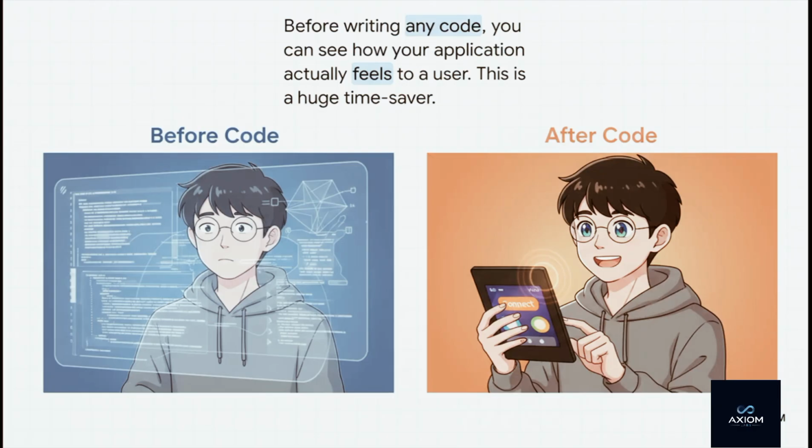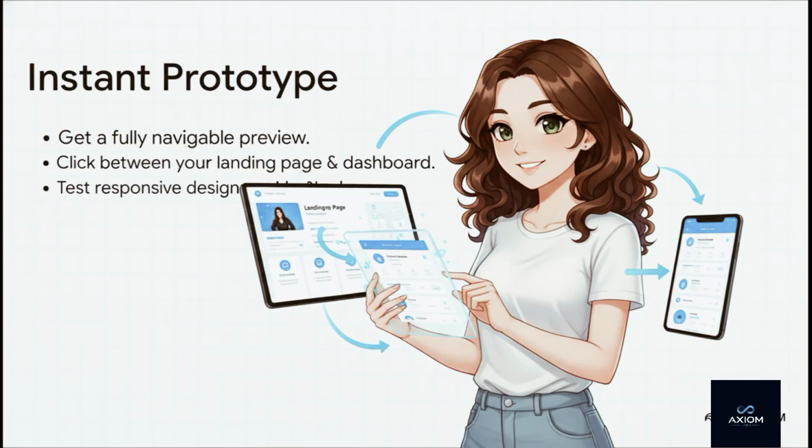This next feature is an absolute game changer. I mean it. Before you commit to a single line of code, you can actually experience how your app feels to a user. This is a step that used to be so difficult and so time-consuming. With the instant prototype feature, you get a full-on clickable preview of your app. You can actually click from the landing page to the dashboard just like a real person would. And this is crucial. You can instantly see how it all looks and works on a desktop, a tablet, and a phone, so you know it's going to be perfect on every screen size.